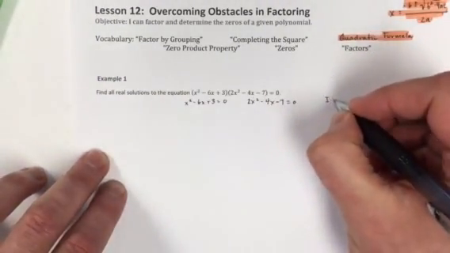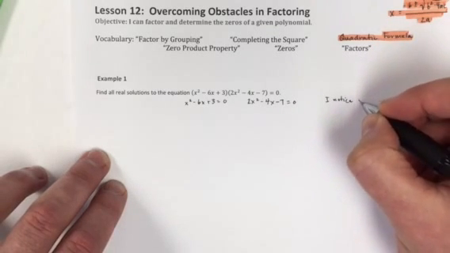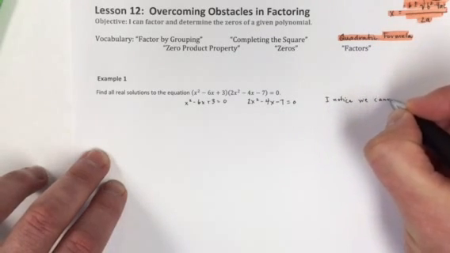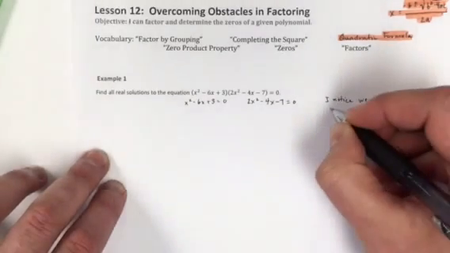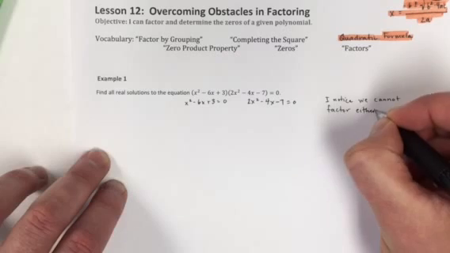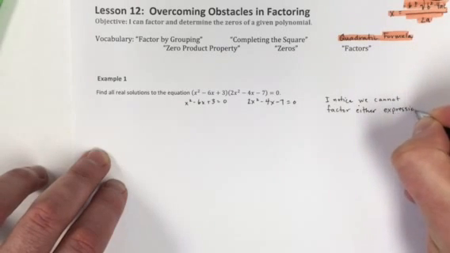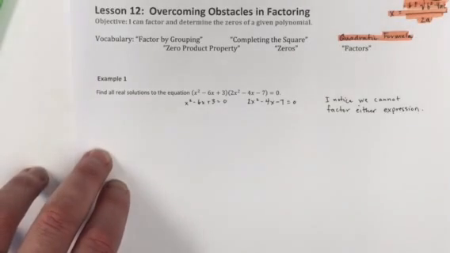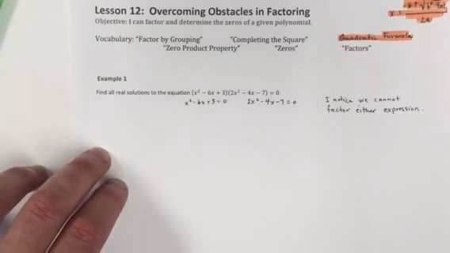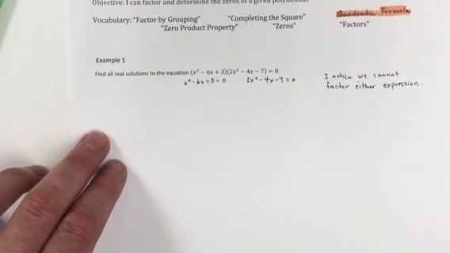I notice we cannot factor either expression. And if we can't factor either expression, if we can't create that multiplication problem from either expression, we're really unable to use the zero product property, and so you might feel kind of stuck.